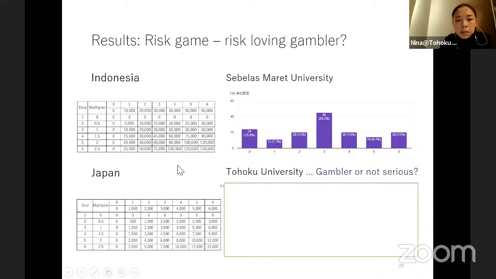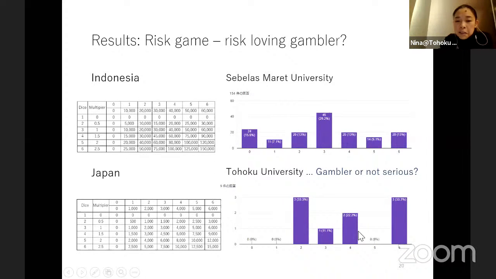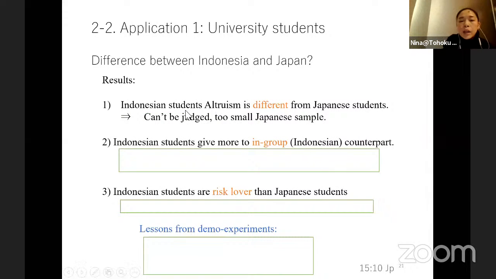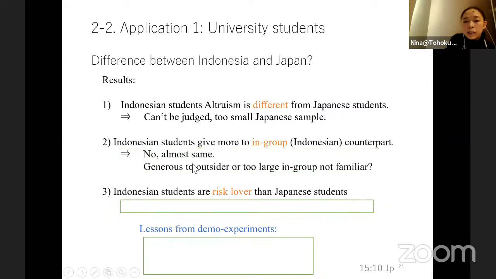But for the top university students, 3 of 9 students bet all of it, and there is no risk averter. Oh, really? I wonder if they are gamblers or they didn't think seriously. It's just a hypothesis, just a simulation demo, so I'm not sure, but anyway, this is the result. Here is the result summary. Whether Indonesian students' altruism is the same or not, actually the sample size is too small, so it cannot be judged clearly. And second, Indonesian students give more to the in-group? Not like that, it's almost the same.